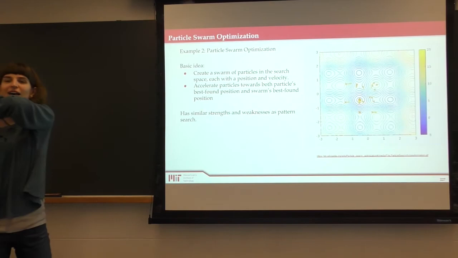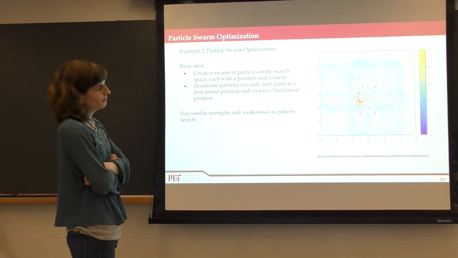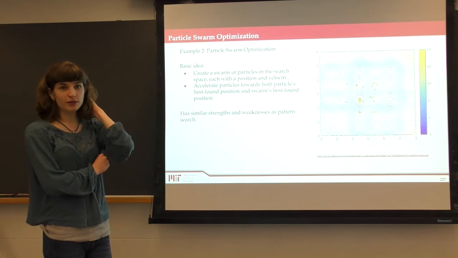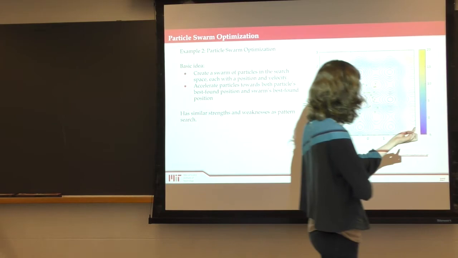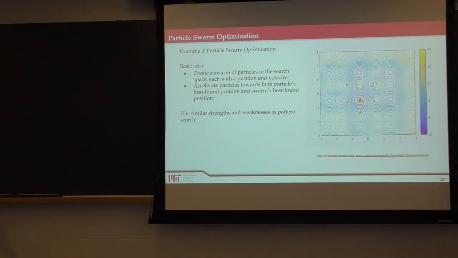which, ant colony optimization was inspired by the movement of ants. This is inspired by the movements of bird flocks or fish schools. So the idea is you create a swarm of particles, which each have a position and a velocity, and then each one keeps track of its own best found position and the swarm overall keeps track of its own best found position. And then each particle is just accelerated towards both its own best found position and the swarm's best found position.